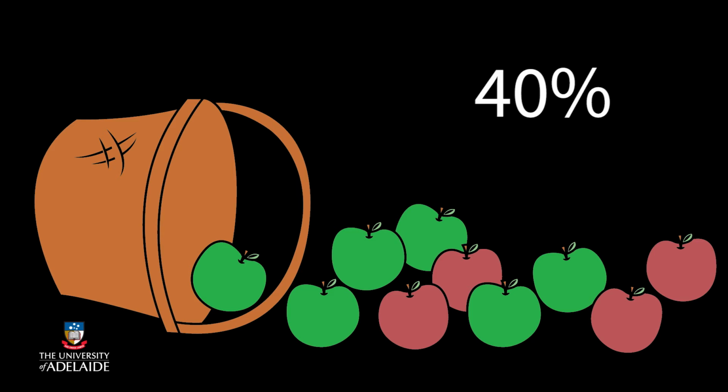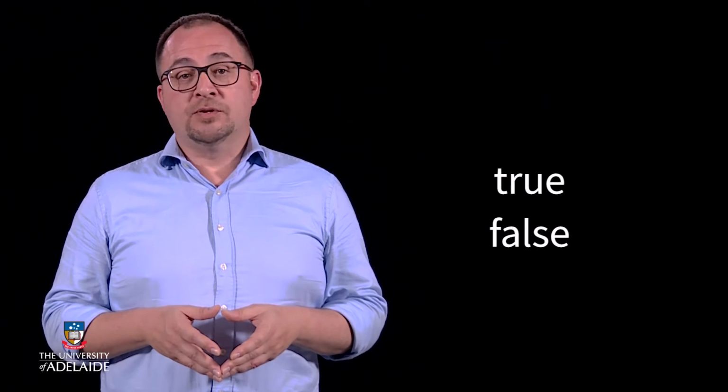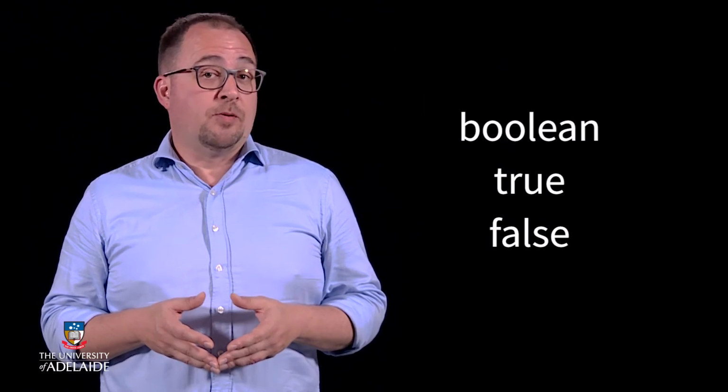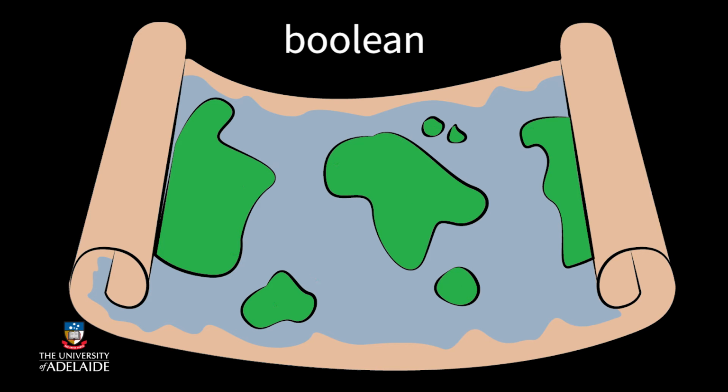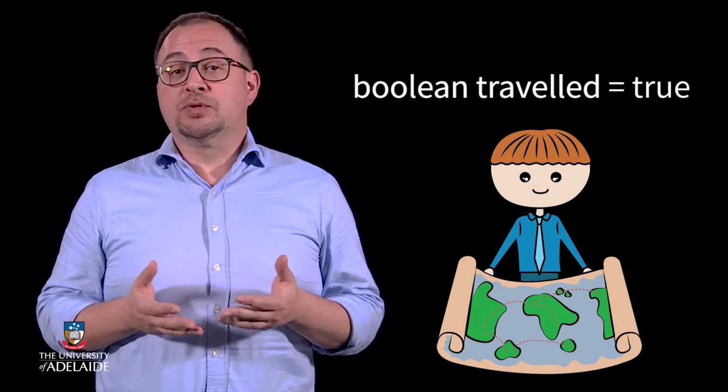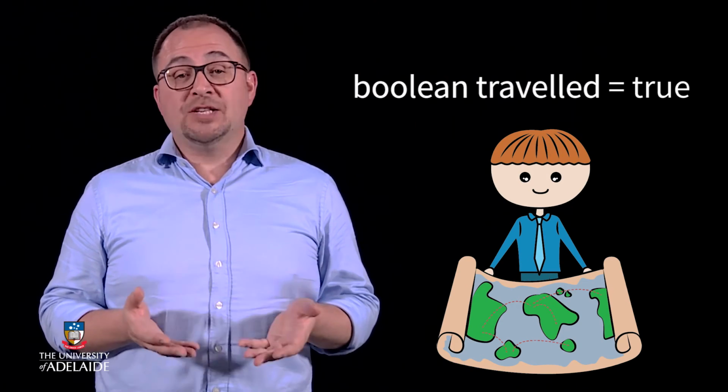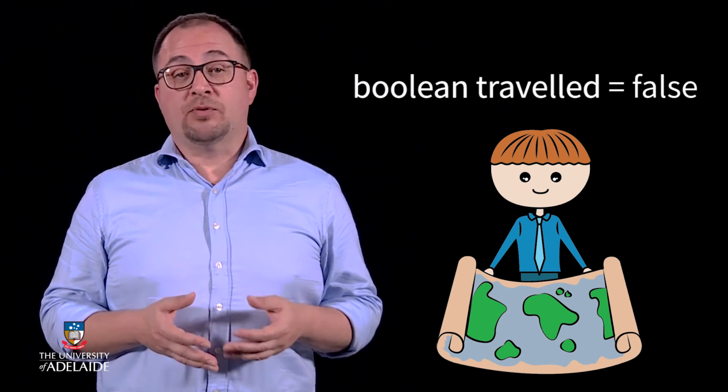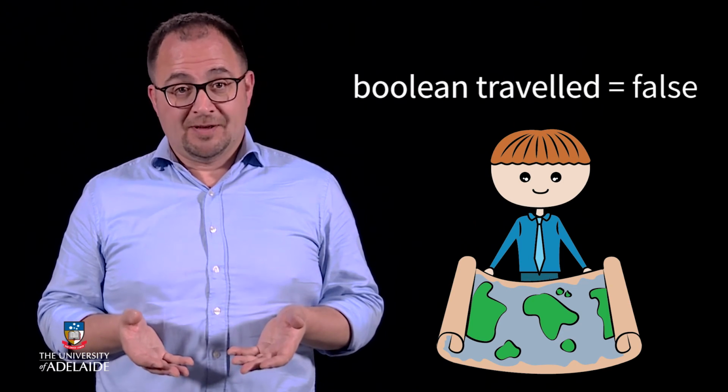Processing also contains a data type that holds true or false values called boolean. If we wanted to store whether someone has travelled overseas or not, where they either have or they haven't, we could use a boolean. To do this, we would write boolean travelled equals true, to show that the person has travelled overseas, or boolean travelled equals false if they have not.